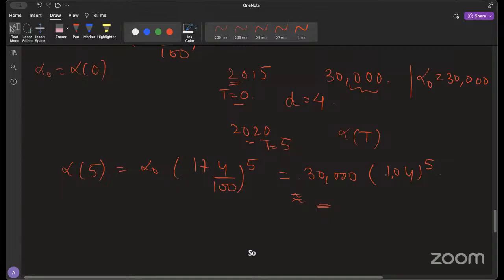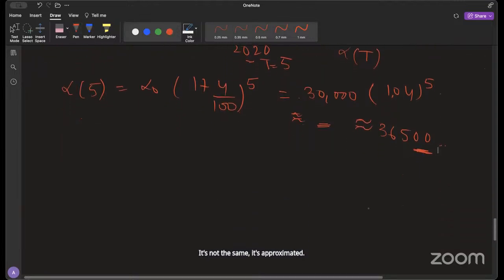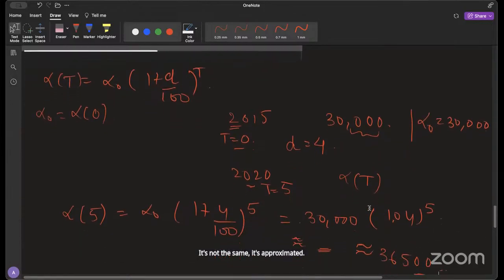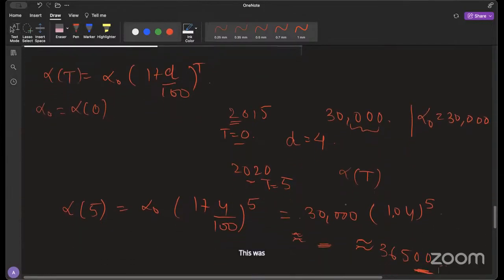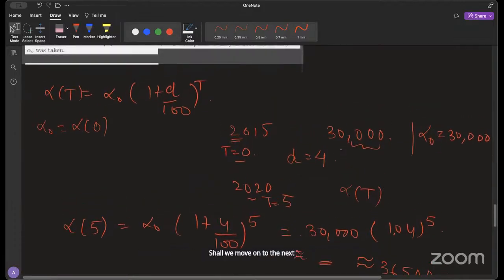So the approximate value is about 36,500. Yes, this is the approximate value. This is the solution. It's not the same, it's approximated. This was a pretty easy question. You guys need time to review this, and shall we move on to the next one?